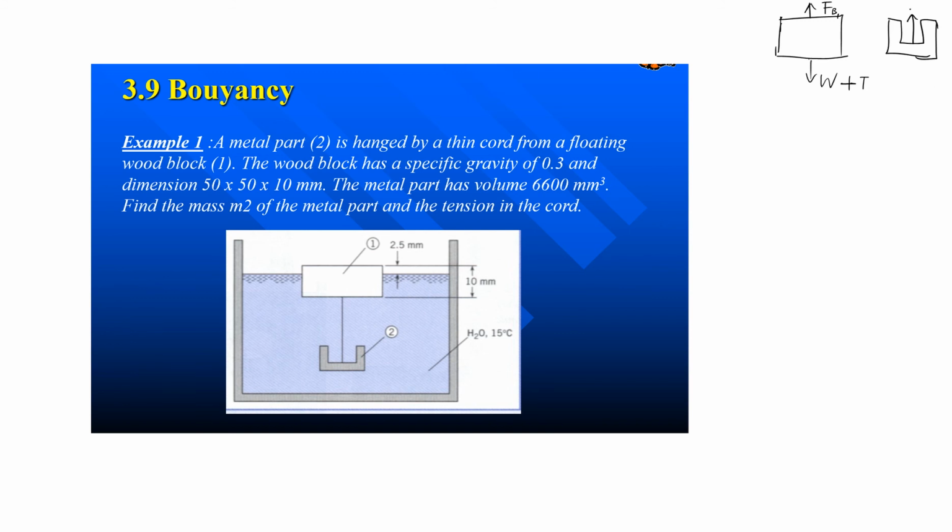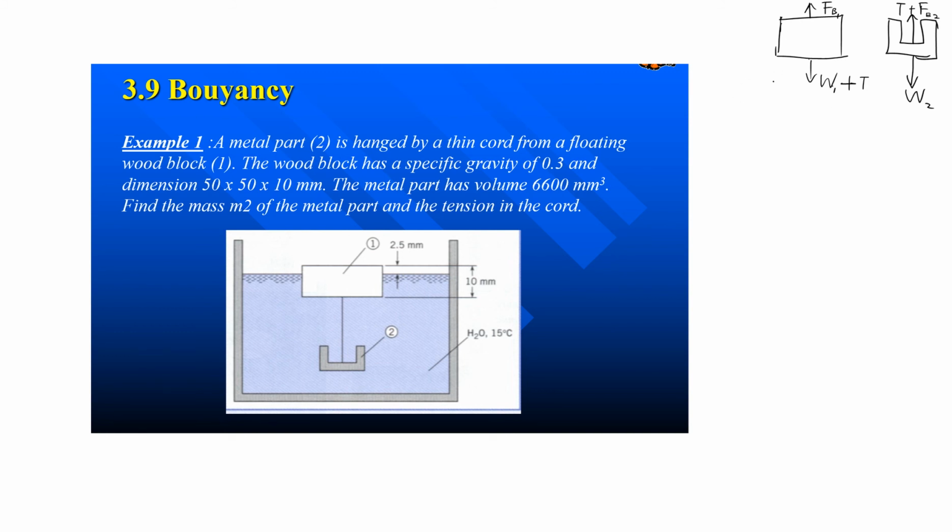For the metal, we have tension going up and also buoyant force. This buoyant force must not be the same as the previous one because it is only for the metal, and the previous one is only for the wood. We also have weight going down. This is the weight of the wood, and this is the weight of the metal, which I label 2 here. So you need to find the tension and also the mass of the metal part.